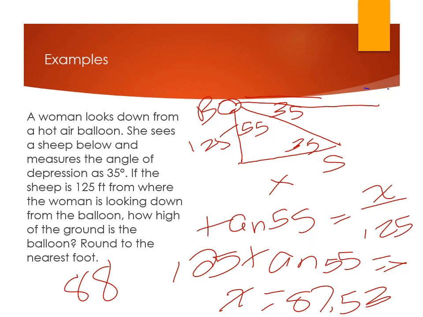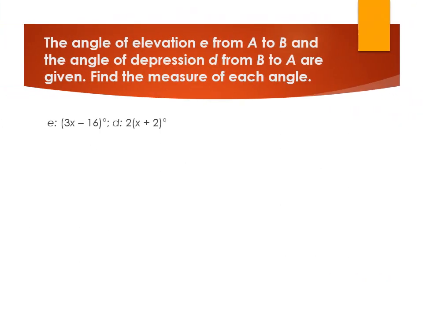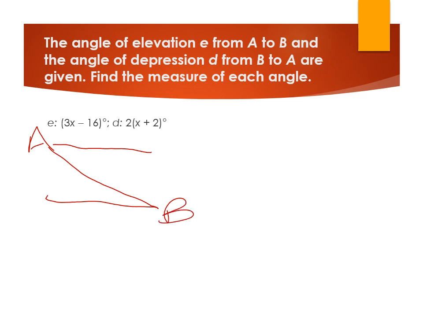Now I've looked at one more example. Okay, now I've got an angle of elevation E from A to B, and the angle of depression D from B to A are given. So here is my triangle, or my A to B. My angle of depression is 2 times x plus 2. My angle of elevation is 3x minus 16.